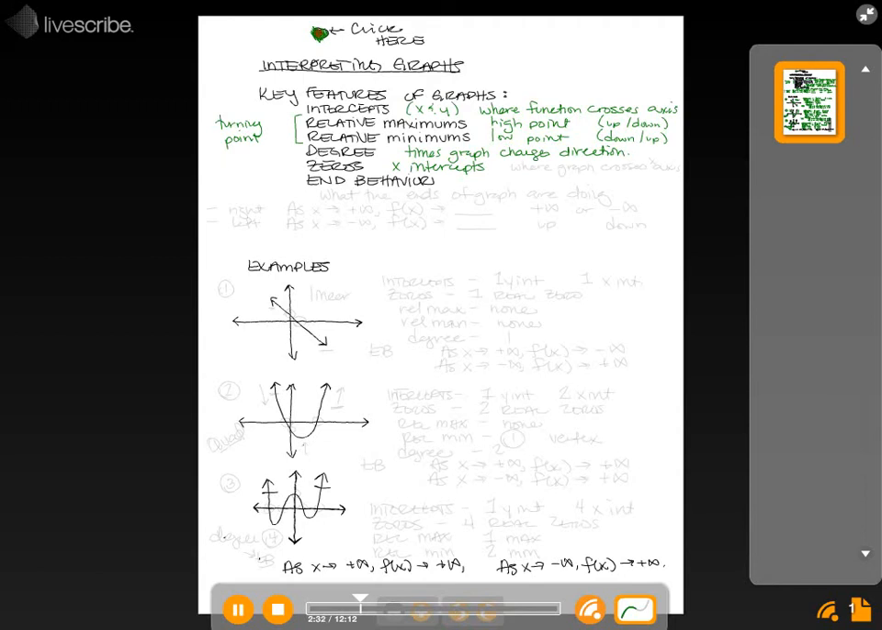The next one are zeros, and zeros are the x-intercepts of a function. Okay, so again, we had 2 types of intercepts, x and y intercepts. The zeros are only the x-intercepts, where the graph crosses the x-axis. Okay, and then the last thing is end behavior. And end behavior is what the ends of the graph are doing.